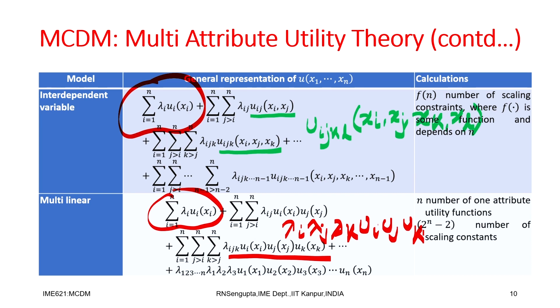Here ui, uj, uk remain the same, but the factors lambda i, j, k are expressed as lambda ijk all together, which are dependent, and there you will get 2 to the power n minus 1 number of scaling constants to be included.